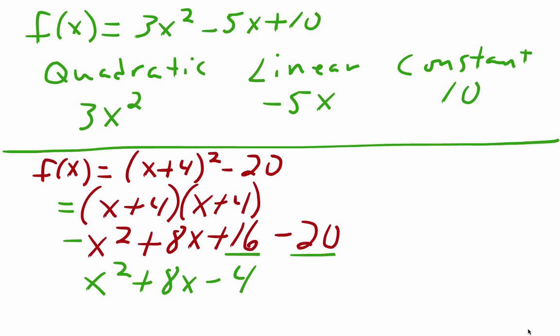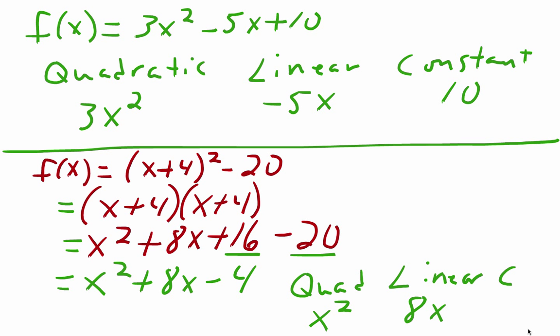So now I do have it in quadratic form. So my quadratic term is x squared. My linear term is 8x. And my constant is negative 4.